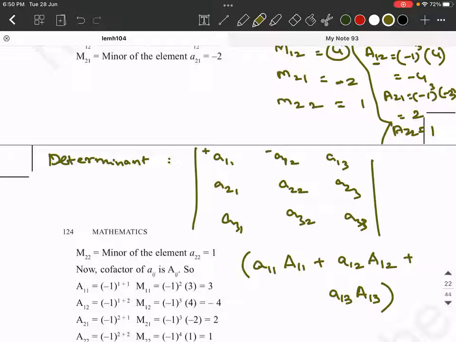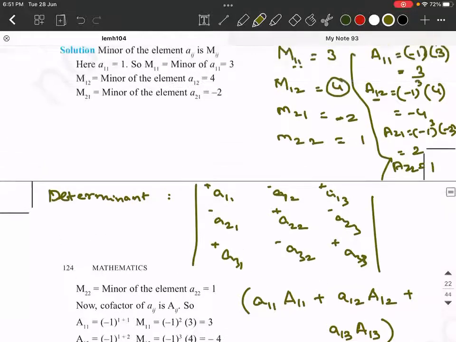Why? Because of -1 raised to the power of 1 plus 2, that is -1 power 3, so you are getting a minus. Here, -1 to the power of 1 plus 3, that is 4, so you are getting plus. So if you keep writing like this, the pattern will be plus, minus, plus, minus, plus, minus, plus, minus, plus. This is the pattern. So with practice, when you do more problems, you can write the cofactor and the minus sign faster.